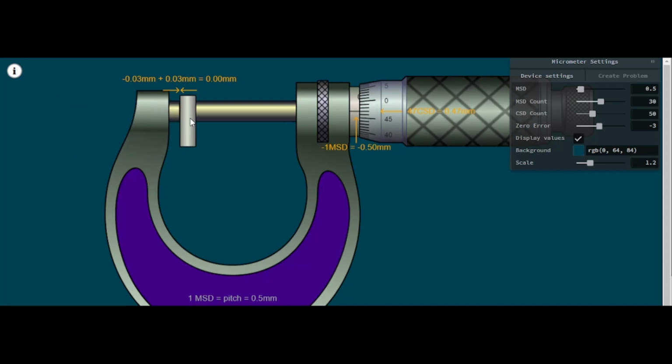When I place my piece back, let's read what this reading says. It is 2.00 millimeter plus 22 readings on the circular scale division. That means 0.22 millimeter here. So 2.00 plus 0.22 is 2.22 millimeter. So if I add the zero error, if I add 0.03, that will give us 2.25 millimeter, which is the actual micrometer screw gauge reading. So I hope this clears up any doubt regarding the micrometer screw gauge. We'll go back and solve a few more questions.